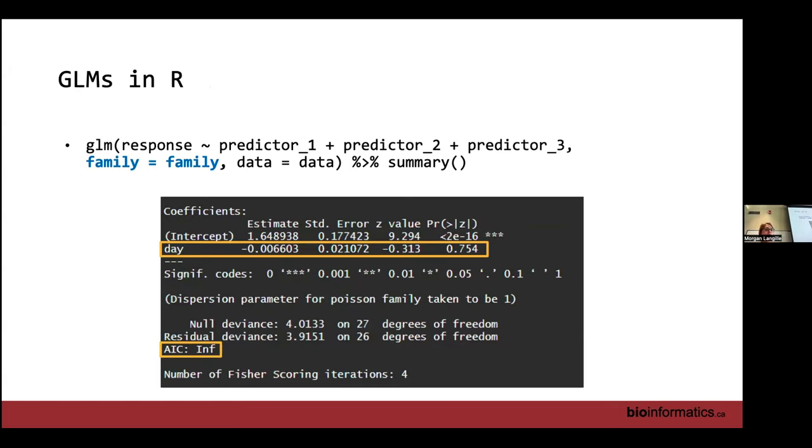This is how they look in R. Again, a very, very similar framework. We've got a response and our predictor variables, and then the output gives us this. I just have one covariate there. I just threw some stuff in so you can see what it looks like. We get our estimate and our p-value. Also bring your attention down to the AIC at the bottom. Usually that would be a number, but here it shows infinity, because I just threw in whatever and it doesn't like it at all.